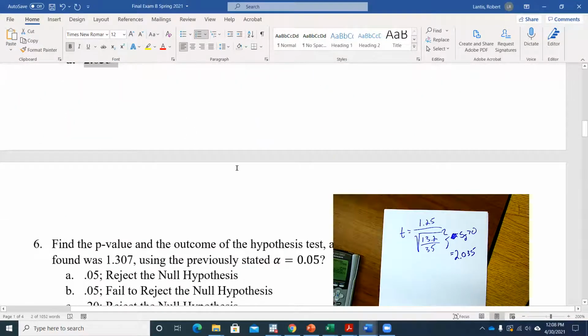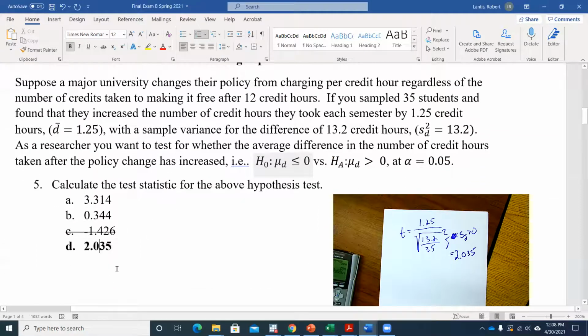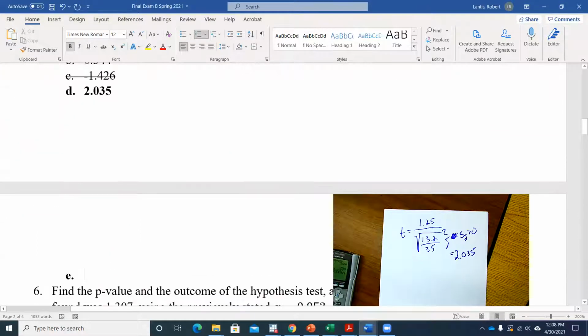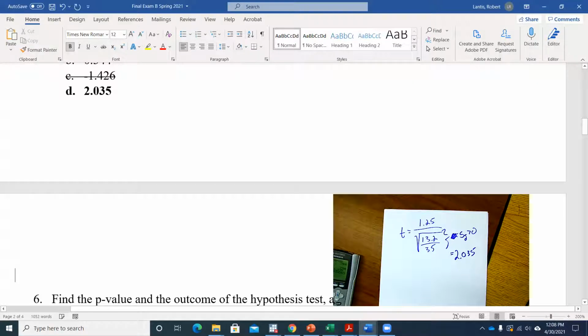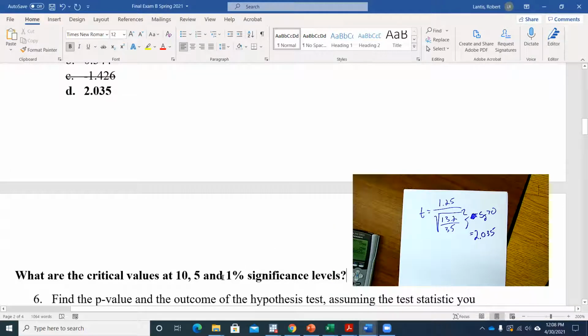Now I didn't ask this question, but I could have. So let's say: what are the critical values at the 10, 5, and 1% significance levels? So I'm looking for my critical values there. That's the question I'm going to try to answer.